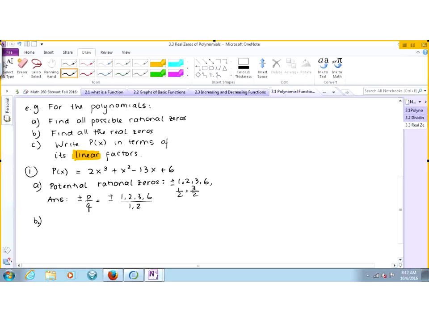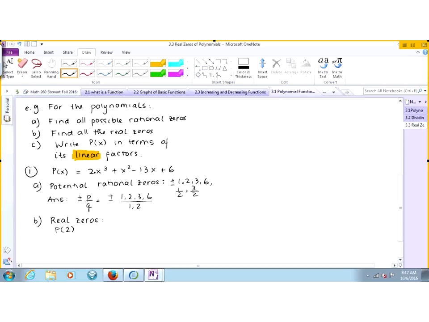So which one of these are real zeros? Then you have to do trial and error here. Let's see if 1 works. What is P of 1? So 2 plus 1 minus 13 plus 6. No, 1 doesn't work, right? You know off the bat it doesn't work. How about negative 1? Does negative 1 work? So negative 2 plus 1 plus 13. Oh, no, it doesn't work.